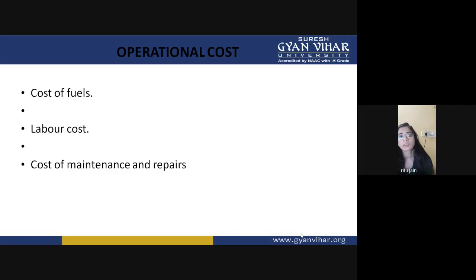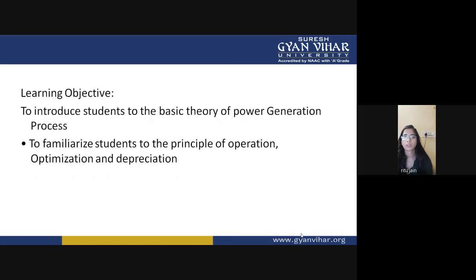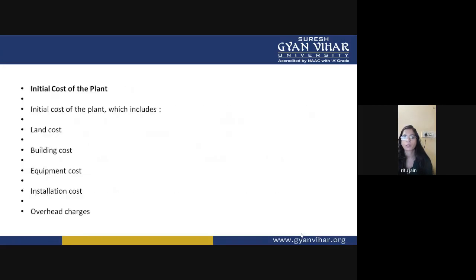Next point is your cost. What is your cost of fuel, labor cost, cost of maintenance and repairs? These come into the category of your operating cost. When you set up a plant, we have already discussed that there are different types of cost. This is your capital cost when you are installing or constructing a power plant. The rest of the costs come into the category of operating cost.